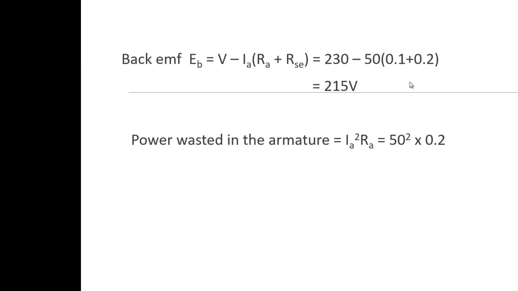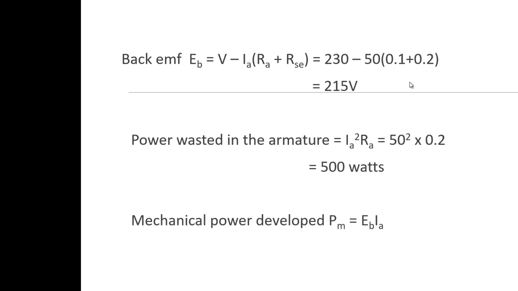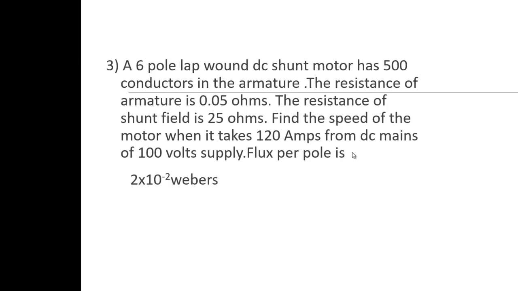voltage. Now the power wasted in armature. So the power wasted in armature is IA square RA. So IA is nothing but 50. So 50 square into RA 0.2, that is 500 watts. And the mechanical power developed, PM, is equal to EB into IA. So we know the EB, that is 215, into IA 50. So 215 into 50 is equal to 1075 watts. That is 1.075 kilowatts.